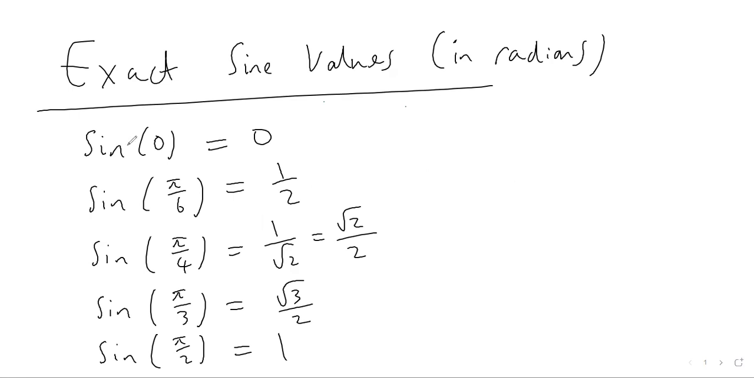So sin 0 is 0. That's the first one you need to know. Sine pi over 6, which is basically sine 30 degrees, is a half. Sine pi over 4, so sine 45 degrees, is root 2 over 2, or 1 over root 2. They're the same number. Sin of pi over 3, which is sine 60 degrees, is root 3 over 2. And sine pi over 2 radians, which is sine of 90 degrees, is the number 1.